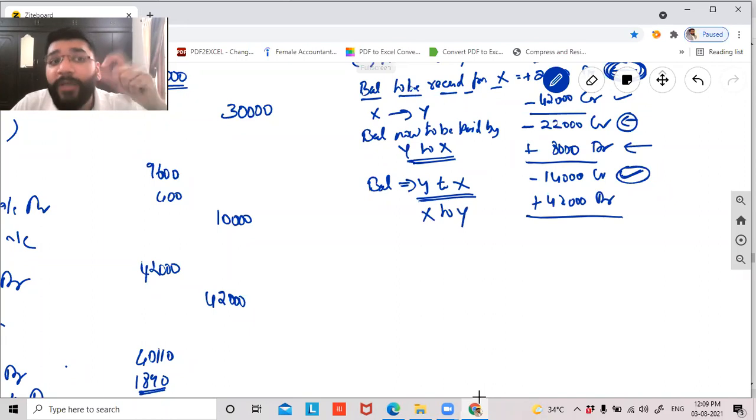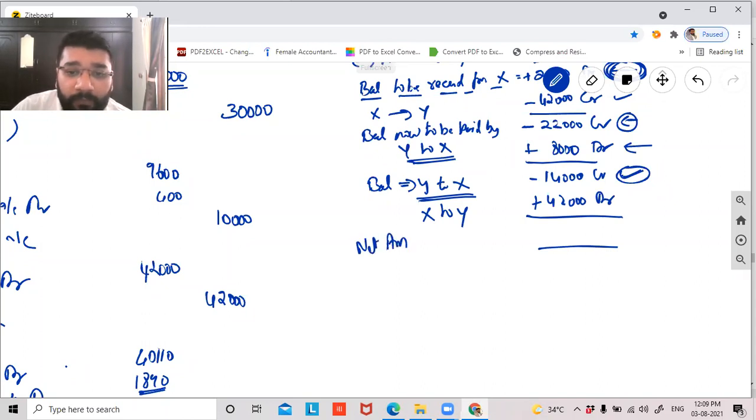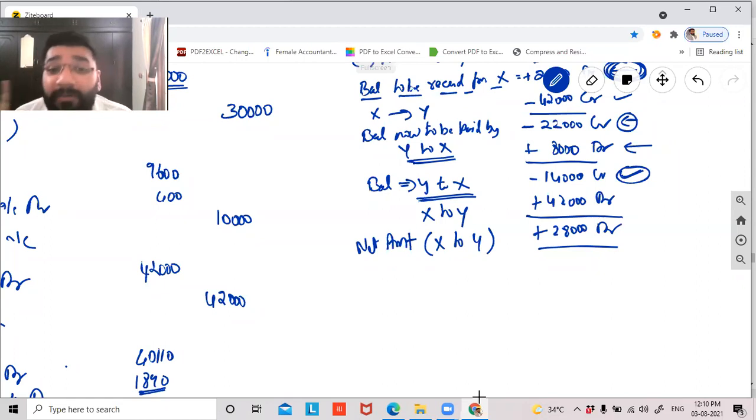In net amount, who has to pay whom? Y has to pay X 14,000, and X has to pay Y 42,000. So if I take the difference, it is positive, which means X has to pay Y. How much amount? 28,000. So 28,000 is net recoverable. Y has to somehow try to recover it from X.